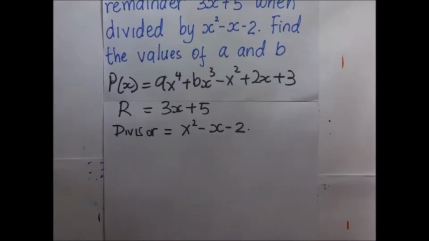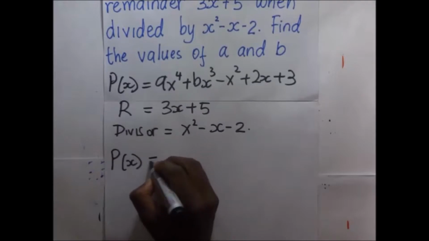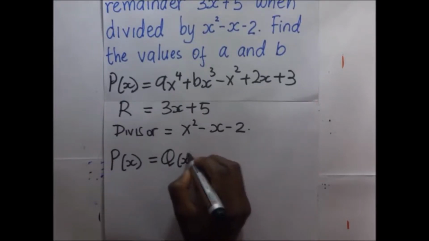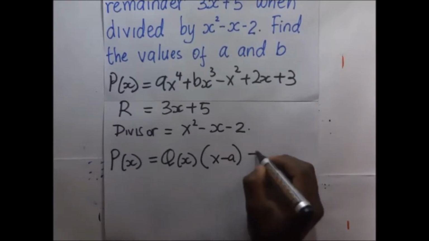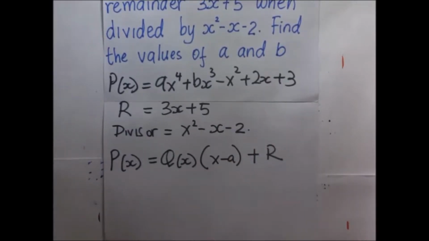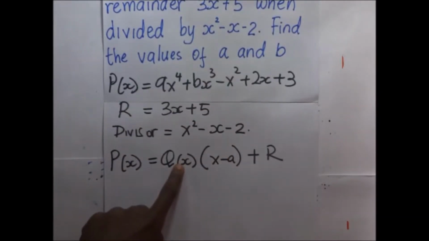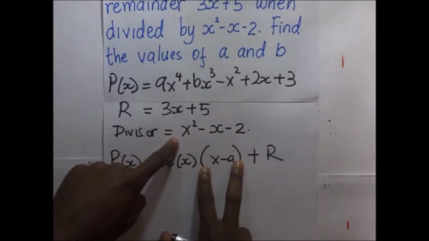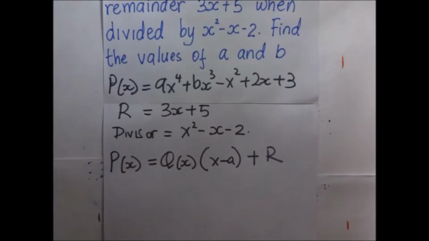Now, we all know that our polynomial is going to be equal to the product of the quotient times the divisor plus the remainder. And in this case, our polynomial is equal to our quotient times our divisor, which is going to be that, plus our remainder, which is going to be 3x plus 5.